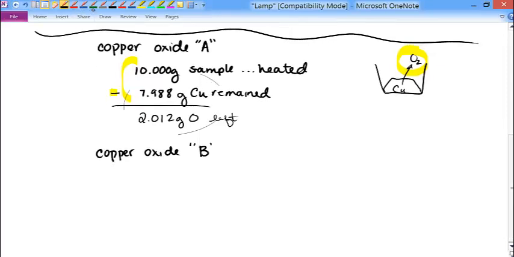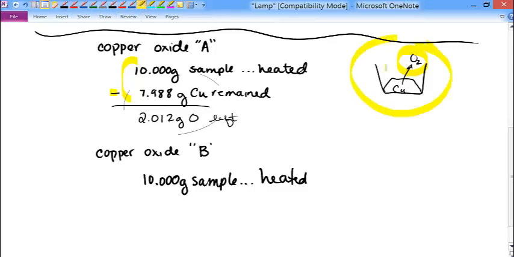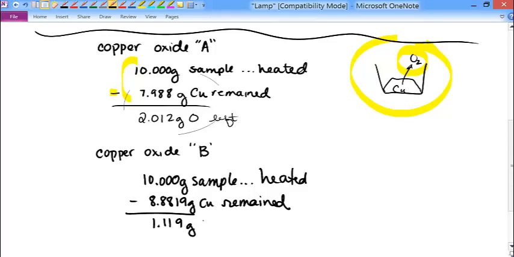Let's say we did the same exact experiment with copper oxide B. And in copper oxide B, we took a 10-gram sample of it and we heated it up. And same thing as what we saw here, the oxygen would leave and the copper would be left behind. And so let's say that we took a mass of the copper that remained, and it was 8.819 grams of copper that remained. And so certainly we could figure out how much oxygen was left. We could just subtract that, and we find that it's 1.119 grams of oxygen.